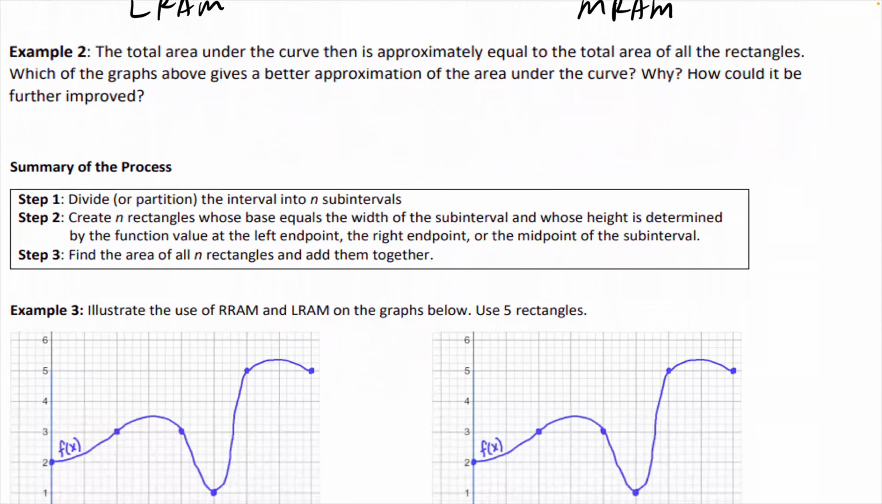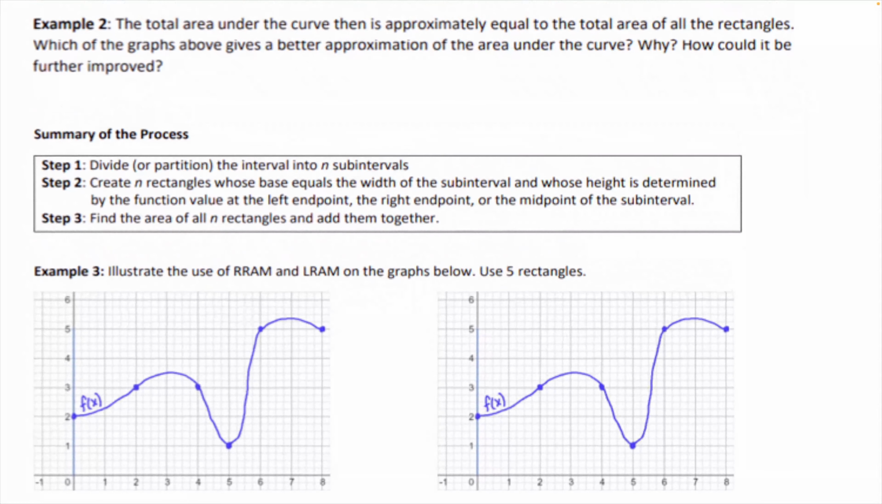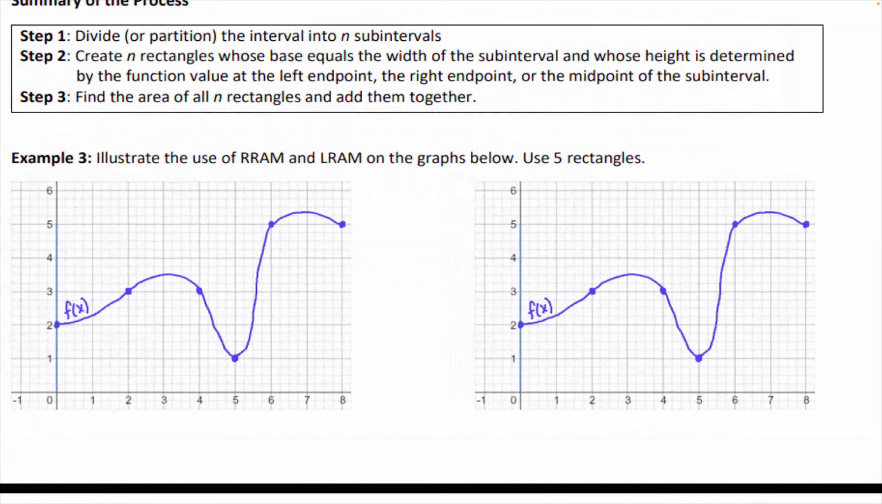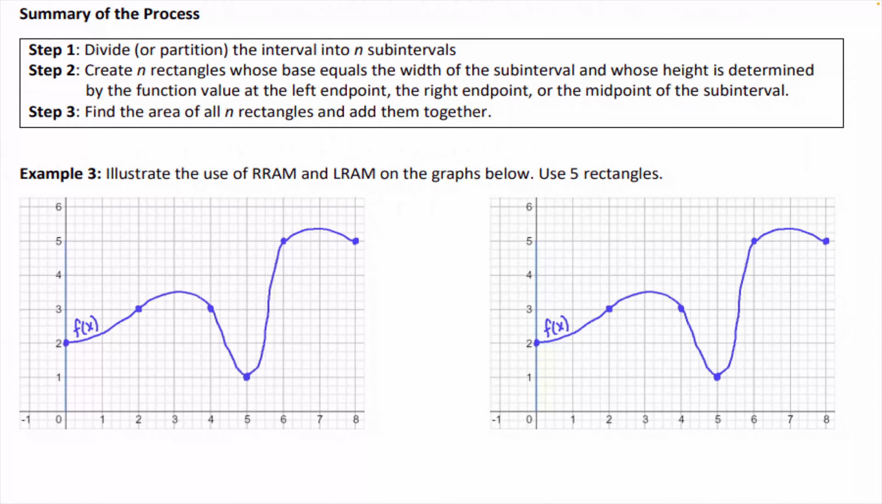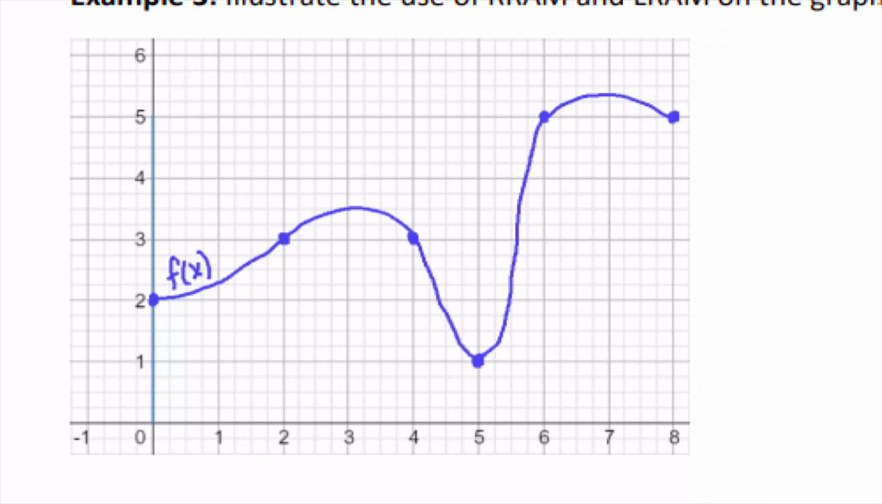All right, so here's the process. Okay, so what we're going to do here is we'll do one together. So we didn't do an L, we saw an R, right? So we're going to build our own rectangles. Okay? So for these rectangles, we're going to use 5 rectangles to cover all of the area under the curve as much as we can. The first one we're going to do is RRAM. This is going to be an RRAM. So RRAM means it's on the right side, top right of each rectangle. So how wide is each of my rectangles going to be?